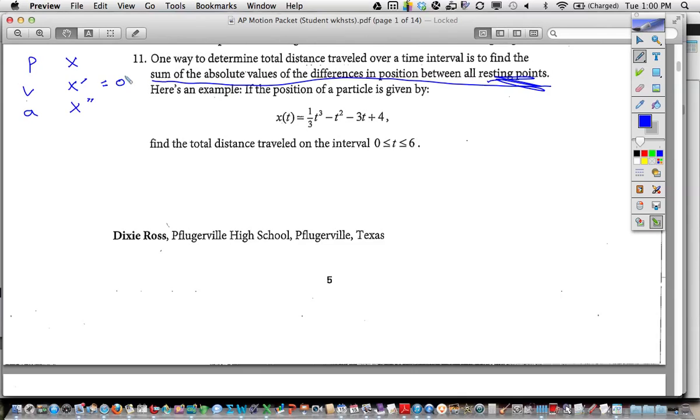Because what we have is a particle that starts at time 0 and moves. It goes to the right, maybe, and then it stops, and then it comes back to the left, and then it might stop again and go back to the right. We don't know how many times it'll stop and turn around. It might stop, go to the left, stop, keep going to the left. We don't know for sure, right? But if it's going to change direction, it's going to have to stop. So its velocity is going to have to be 0.